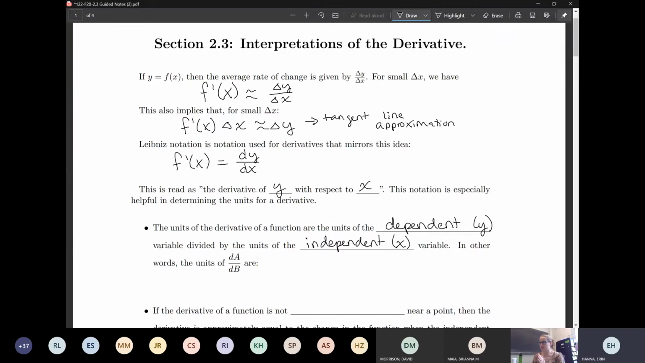So the units are the dependent divided by the units of the independent. Now, of course, we don't always work with x and y, so that's why we don't necessarily state them in terms of x and y. But in general, say you have dA over dB, so you have a derivative, then the units of that would be the units of A divided by the units of B, which is kind of why we use Leibniz notation to help us figure out the units, because if you have that Leibniz notation, it kind of just falls out. So that's a thing.